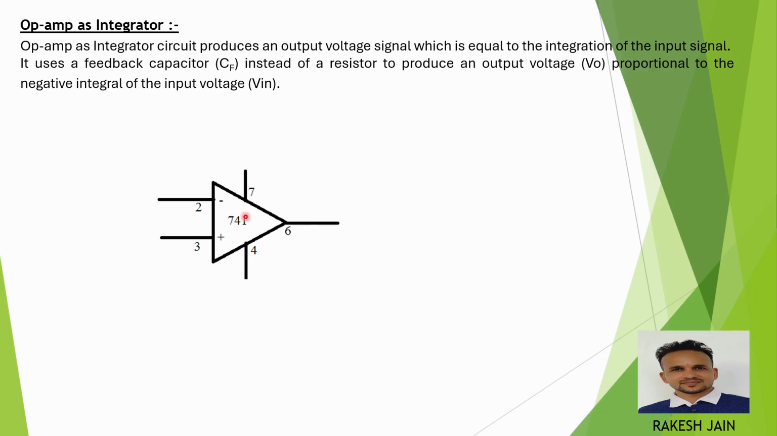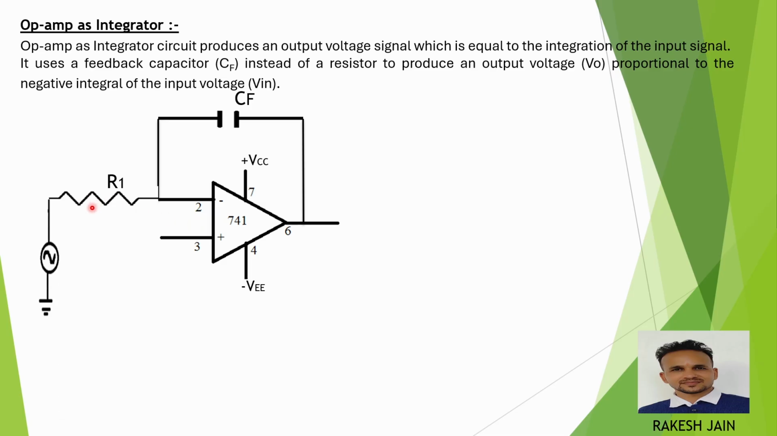See the circuitry. First, pin 7 is connected to the positive supply. The negative pin is as it is, minus voltage. In between pins 2 and 6 we consider a capacitor instead of a resistor, that is CF. So the feedback capacitor CF is connected between pin 2 and pin 6. A series resistor, let it be R1, is added at the inverting input pin, and the input signal which is applied at one terminal of this R1 is V input. Pin 3 is connected to the ground potential.